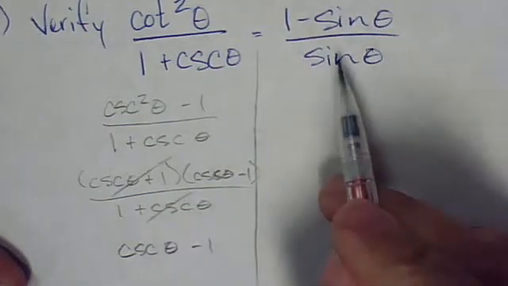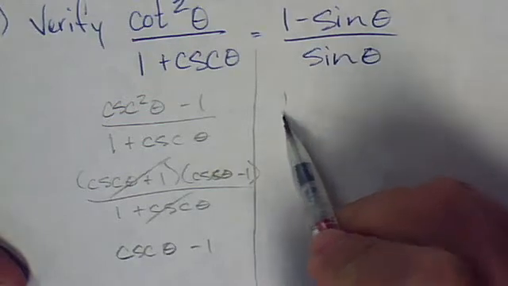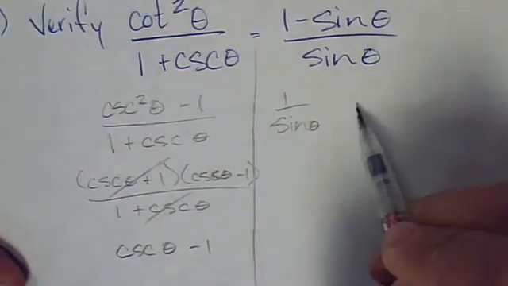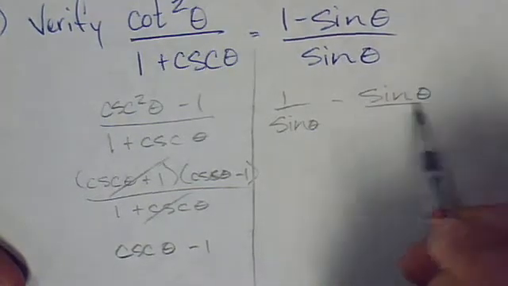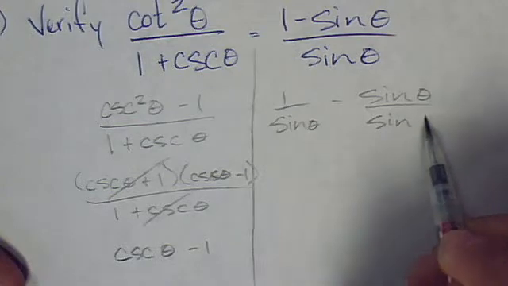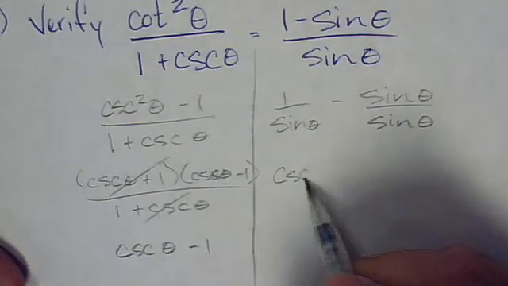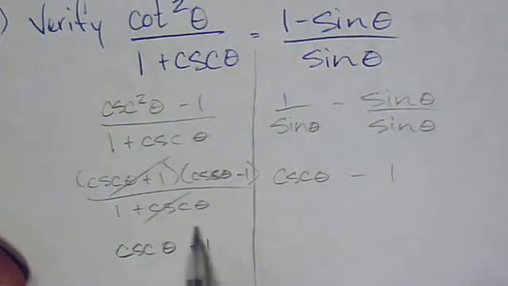Then I'm going to come over to this side like I did on the last problem. I'm going to separate the fractions. So 1 over sine is cosecant, and then sine over sine is 1.